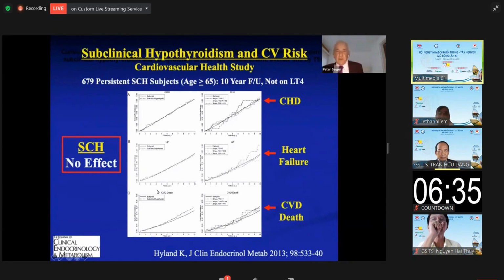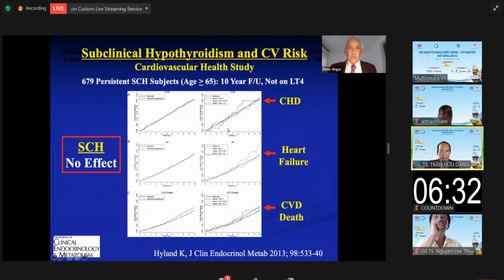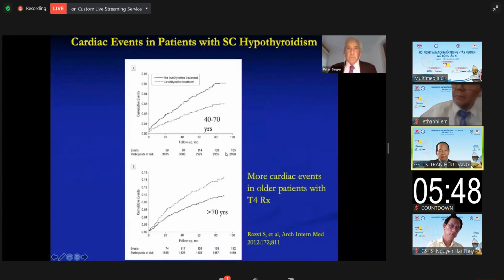This was a study. It's very hard to look at all these data. It'll be shown on your slides, you can all have a collection of these slides. These were patients older than 65, 10-year follow-up, not on thyroid hormone. And what was noted over the 10-year period of time, there was no increase in coronary heart disease, no increase in these patients of heart failure, and no increase in cardiovascular death. So the conclusion here, with a subclinical, in other words, a TSH of 6, 7, 8, normal T4 in these older patients over 10-year follow-up, they didn't have an increase in cardiovascular events.